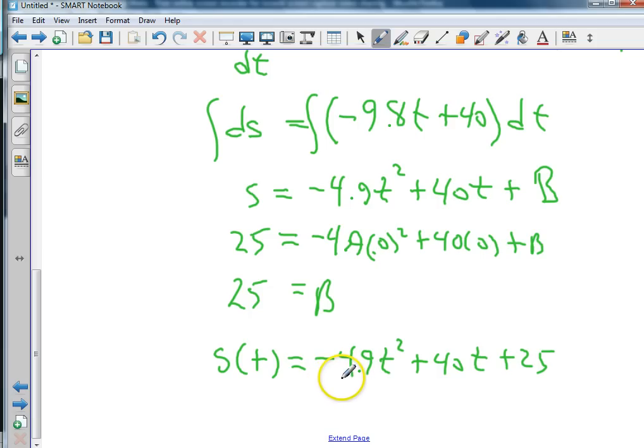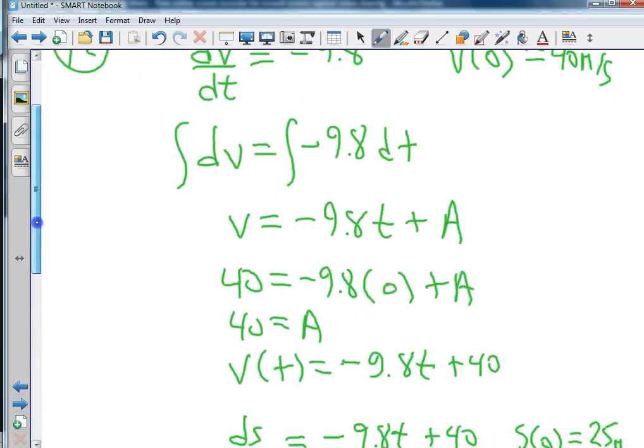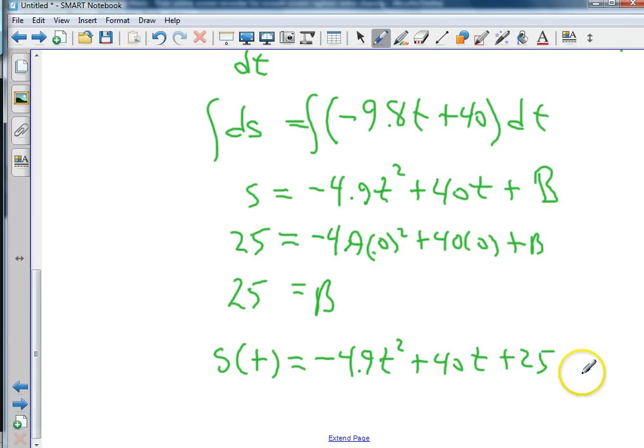Now let's answer the question. Part A says, find a of t, v of t, and s of t, and we did. Find the acceleration function, there it is. Find the velocity function, there it is. Find the displacement function, there it is. That's part A. Part B, how high does this tomato go?